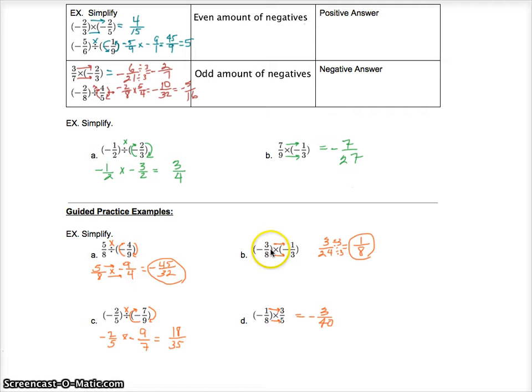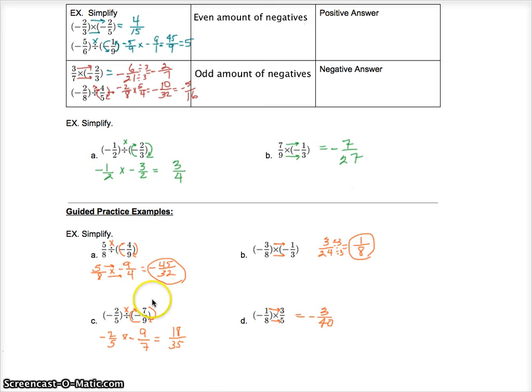Part B, I have -3/8 times -1/3. I just need to multiply straight across. 3 times 1 is 3. 8 times 3 is 24. I have an even number of negatives, so my answer is positive. And so I can reduce this now. They're both divisible by 3, which means 3 divided by 3 is 1. 24 divided by 3 is 8, so my answer is 1/8.